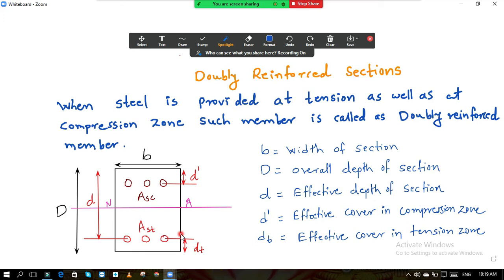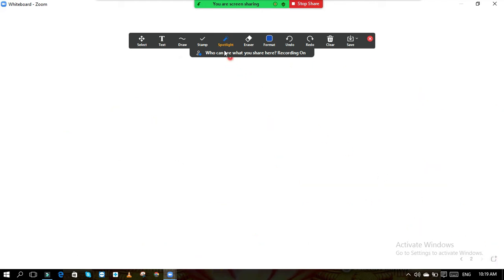Now what is the necessity of doubly reinforced sections? Why are doubly reinforced sections provided? We will write some points regarding that. So here, necessity of doubly reinforced sections.